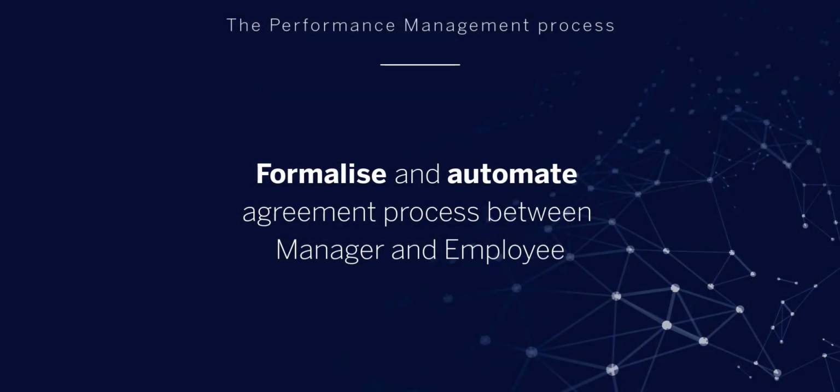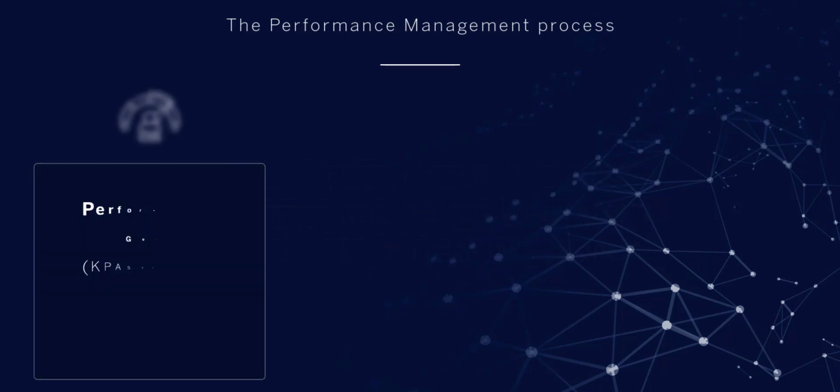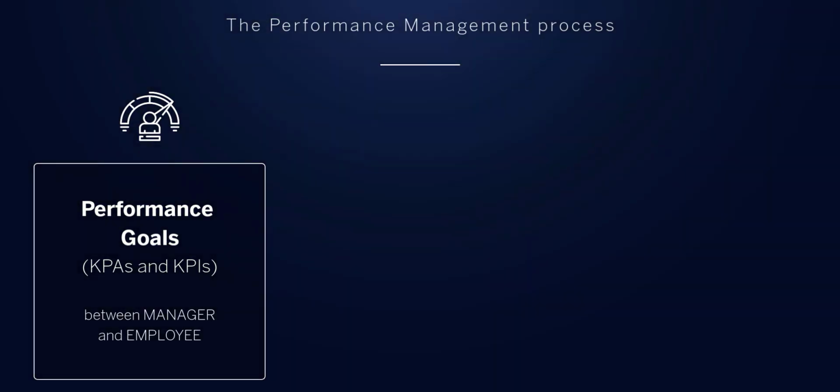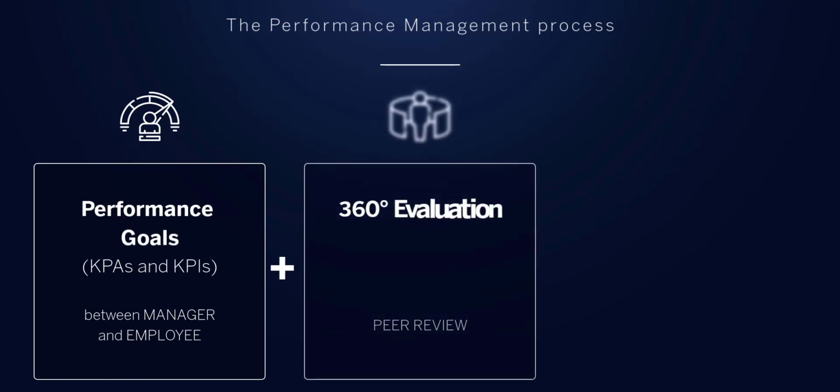The Signify Performance Management System is a powerful tool that streamlines, formalizes and automates the performance agreement process. This enables effective goal setting between employees and managers. Let's see how the system can help you to manage team and organizational performance.